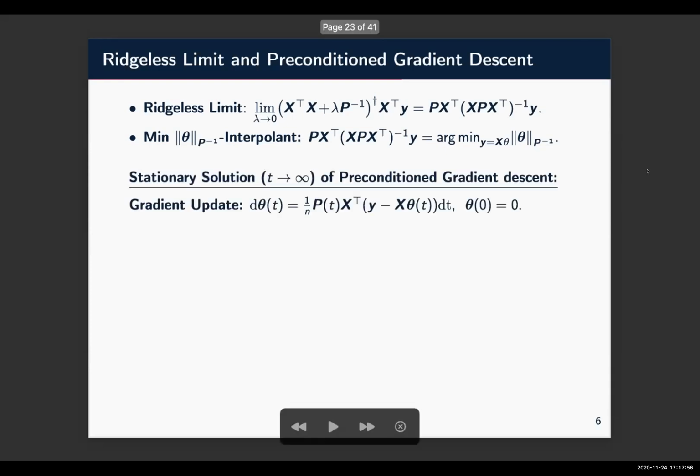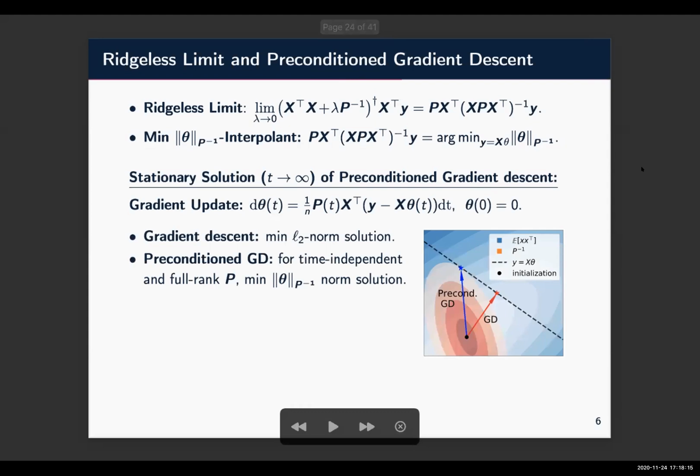The reason that this weighted minimum norm solution is interesting is that it relates to the implicit bias of preconditioned gradient descent, or essentially second order methods. In particular, if you start from 0 initialization and optimize the least squares objective using a preconditioned update, where P is a preconditioner, then, first, it is well known that gradient descent will find the minimum L2 norm solution. But if you have a preconditioner P that does not change through time, then you end up with a minimum P inverse norm solution, which is defined above.